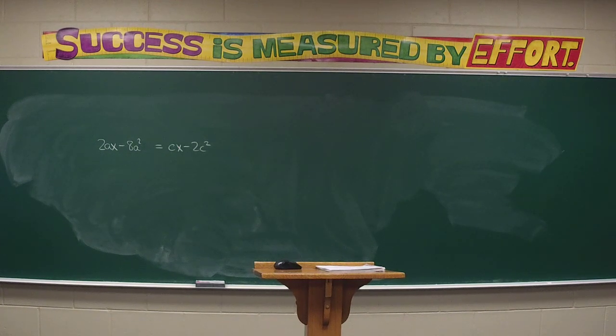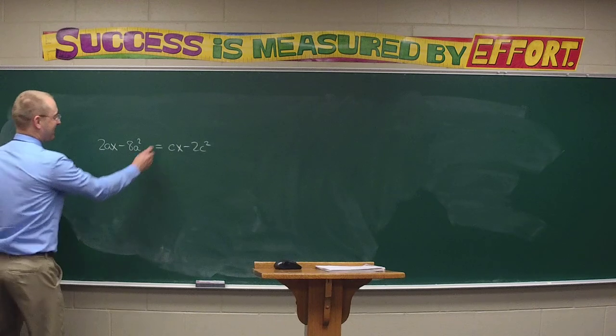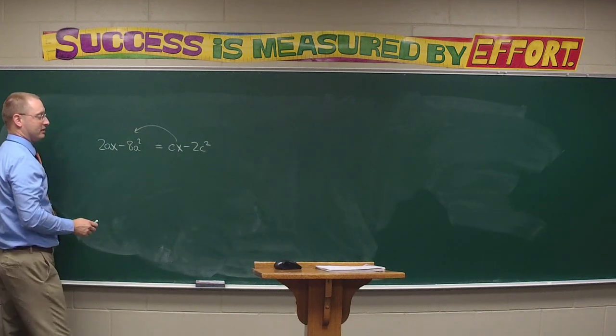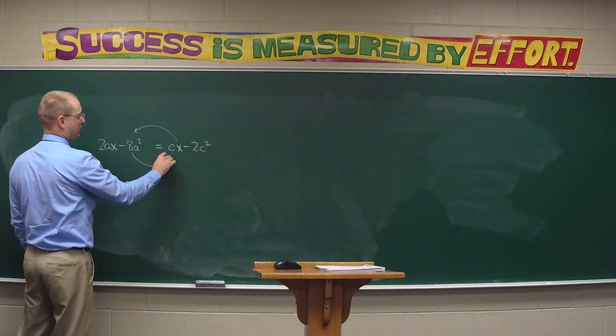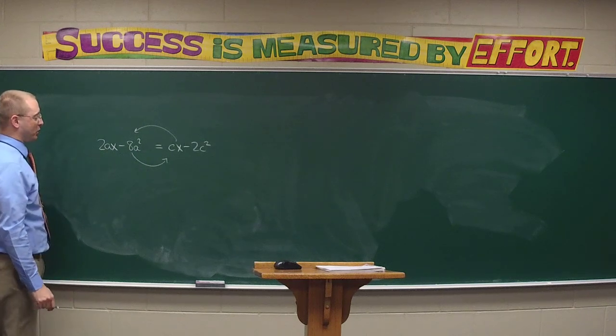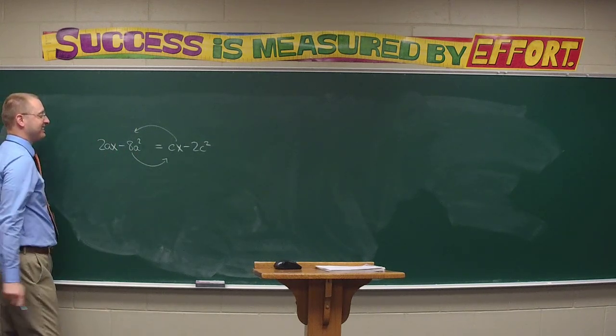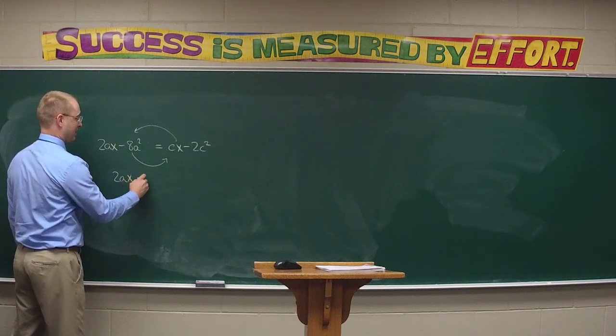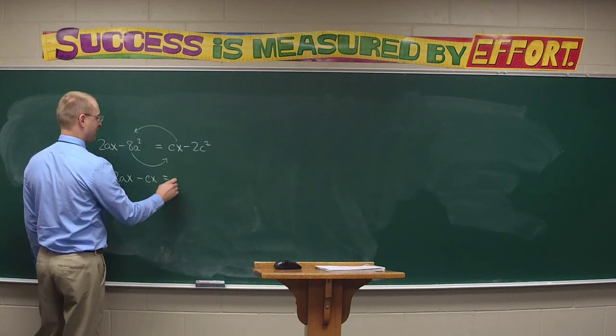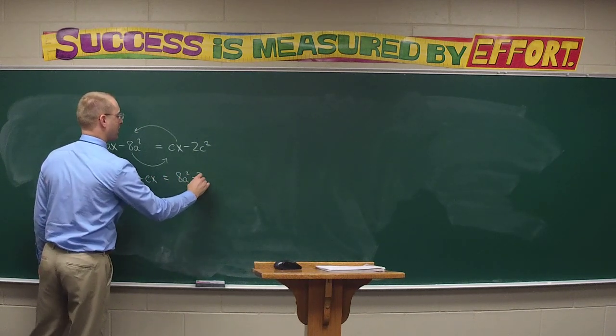All right, so Abby, now that the world can revolve on its axis properly again, the planetary wobble is fixed. What do we do? You move the cx over as a negative cx, and then you move the negative 8a squared over as a positive 8a squared. All right, and as the world goes round here, what do we end up getting? 2ax minus cx is equal to 8a squared minus 2c squared.